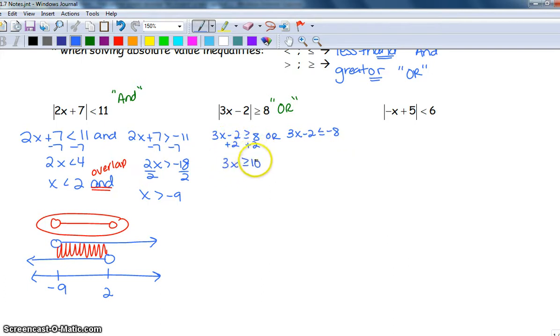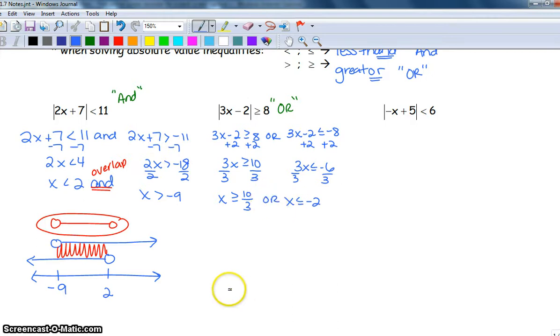Move our 2 over. 3x is greater than or equal to 10. Divide by 3. And we get x is greater than or equal to 10/3. So remember, it's okay to have fractions. Our second one, we add 2. 3x is less than or equal to a negative 6. Divide by 3. And we've got x is less than or equal to negative 2.